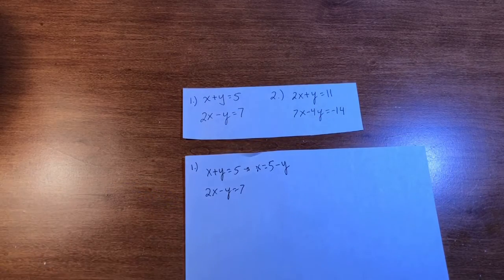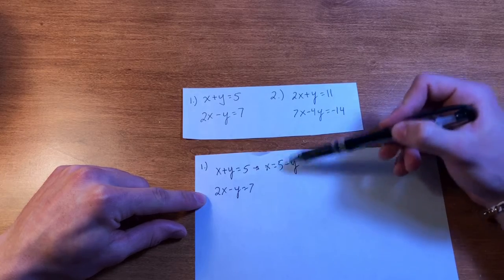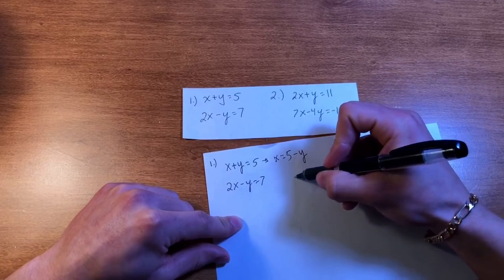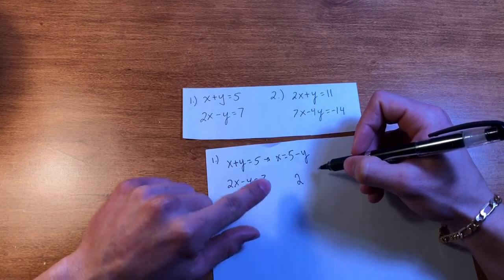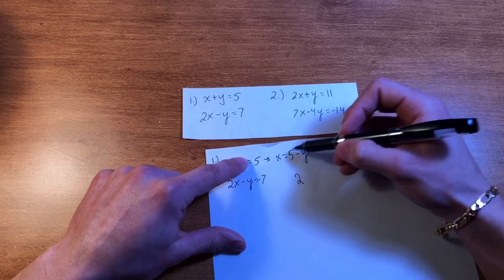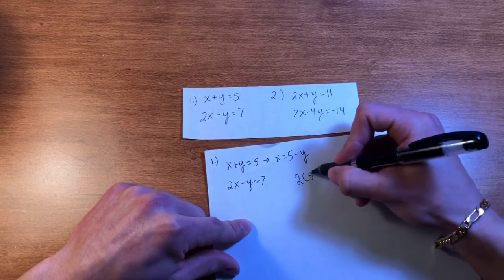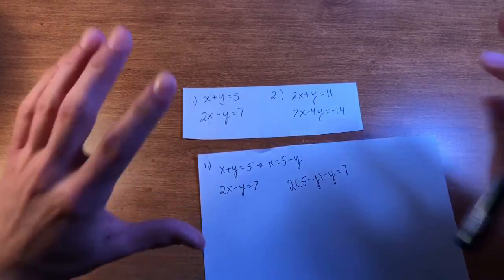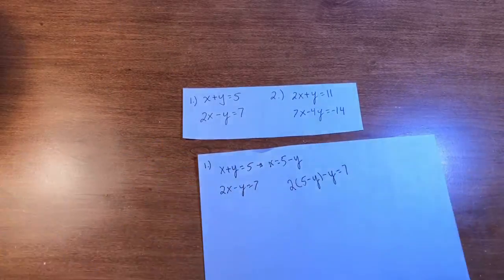Now that I've solved for x, I can look at my second equation and plug in what I've just found for x. It might be a little confusing. So it's going to be 2 times x minus y equals 7. Well, if you remember, we just solved for x in terms of y. So now I can replace x with 5 minus y, so 2 times (5 minus y) minus y equals 7. Again, all I did was solve for x and then plug in what I found for x into my second equation.